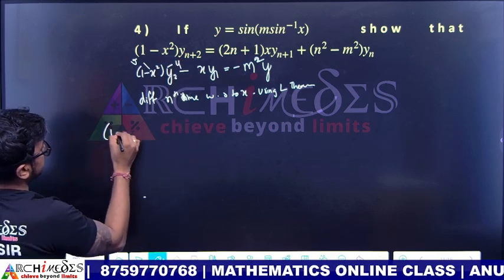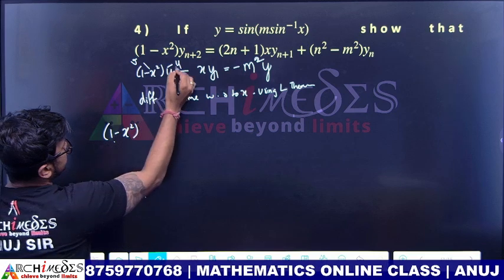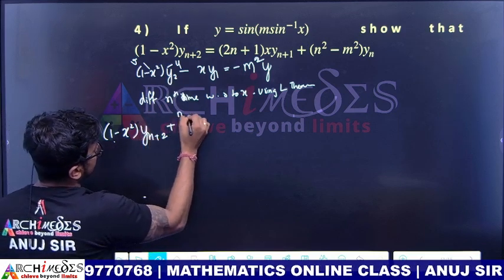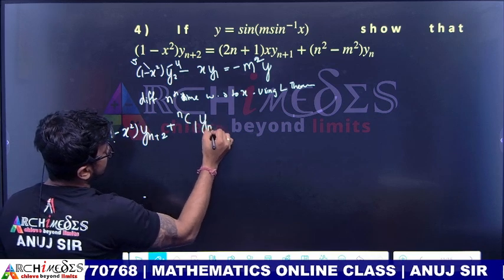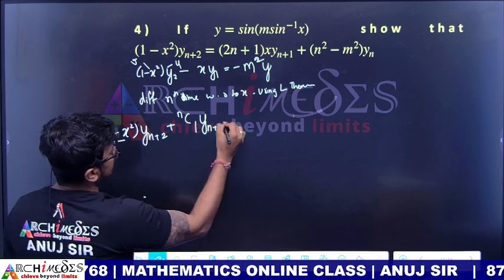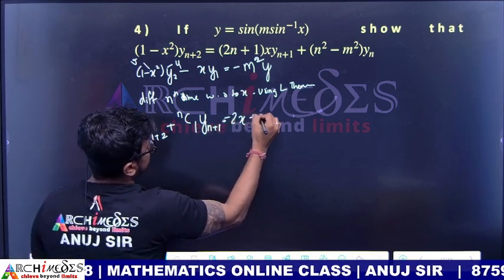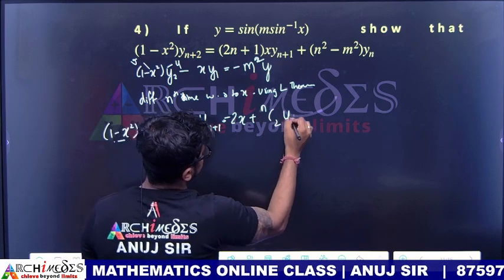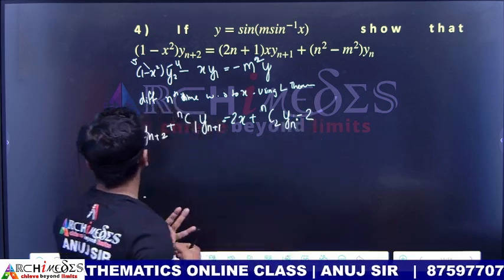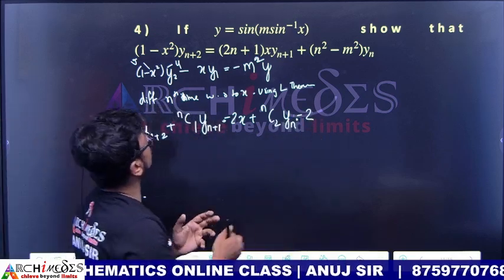So v u n. If we differentiate n times, it becomes y(n+2) plus nC1, decrease the suffix of y by 1, so it is y(n+1) only. If I differentiate this, it becomes minus 2x. Again nC2, decrease the suffix by 1. If I differentiate this, it is minus 2 only. Now you don't have to differentiate because it becomes 0.